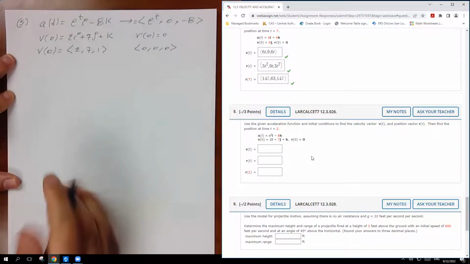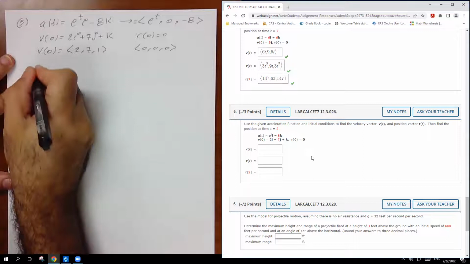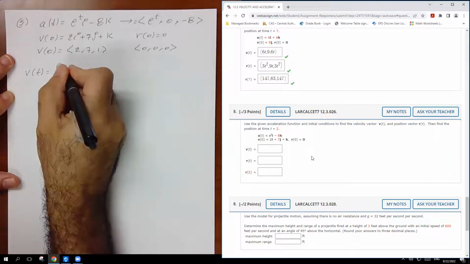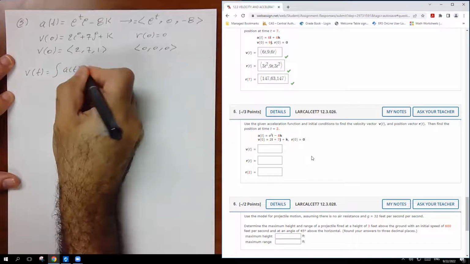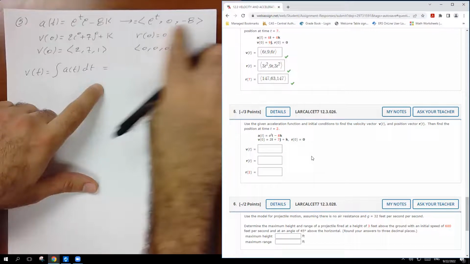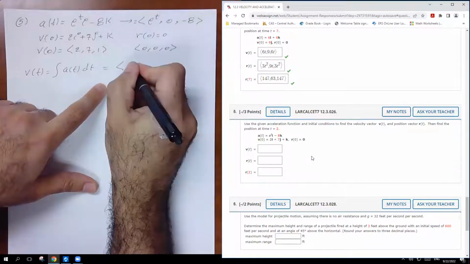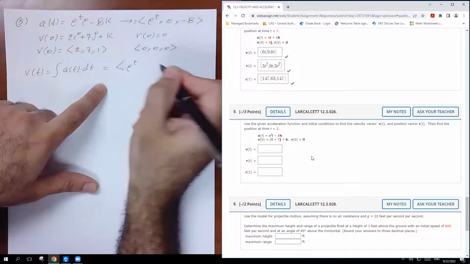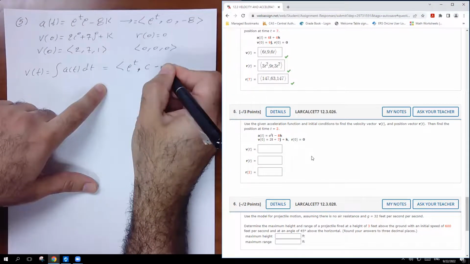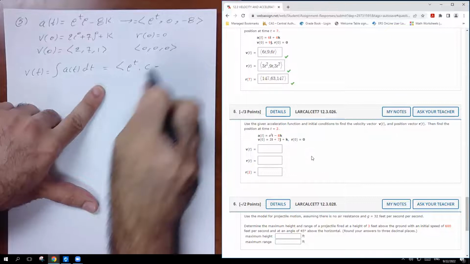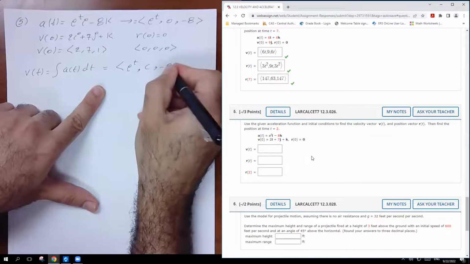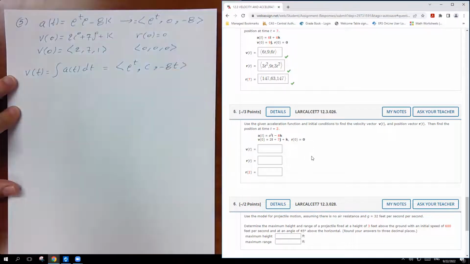The first thing, I need to find the velocity with respect to t, so it's going to be the integral of the acceleration with respect to t, dt. I'm going to find the integral for this one right away. So it's going to be e to the t, this one is going to be c, and this one is going to be negative 8t. I did the integral right away.